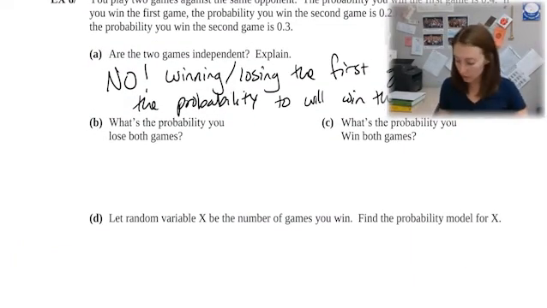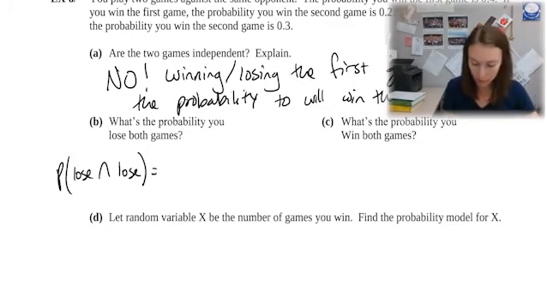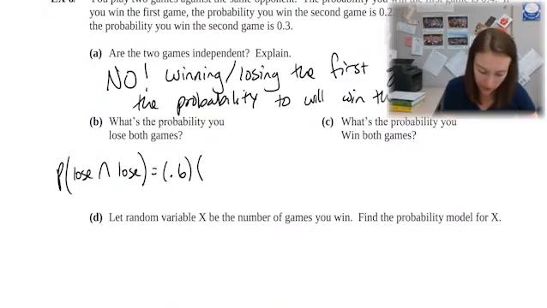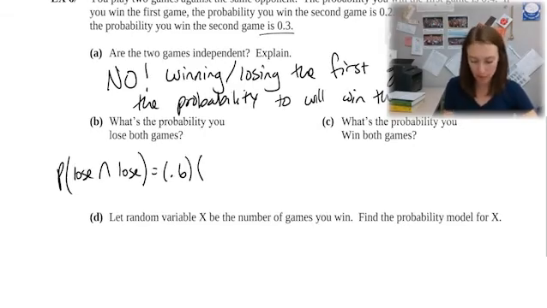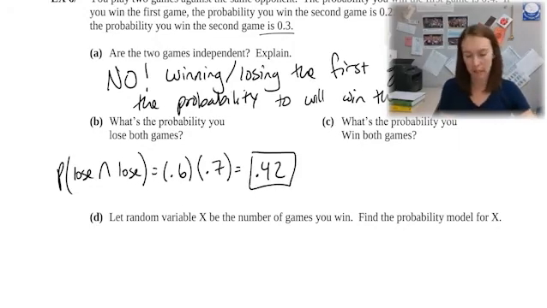What's the probability you lose both games? So the probability we lose and then we lose again. If the probability we won the first game is 0.4, then 0.6 is the probability that we're going to lose. And then it says, if you lose the first game, the probability you win the second game is 0.3, which means the probability I lose the second game would be 0.7. I get 0.42 for that probability.